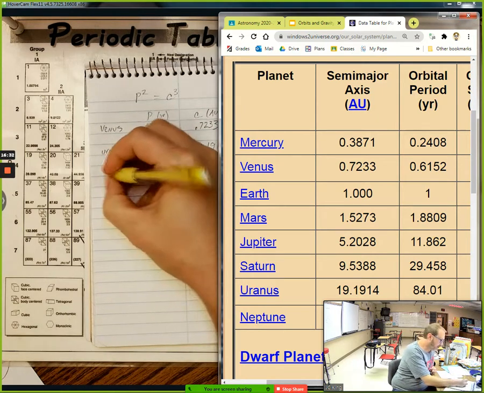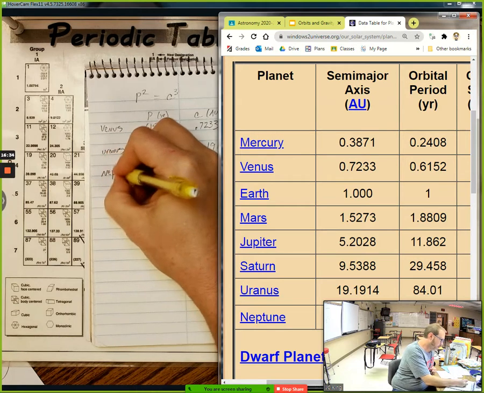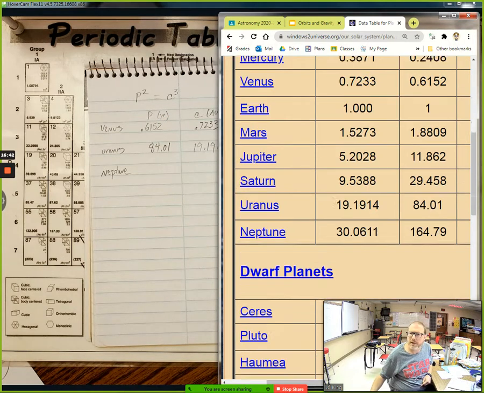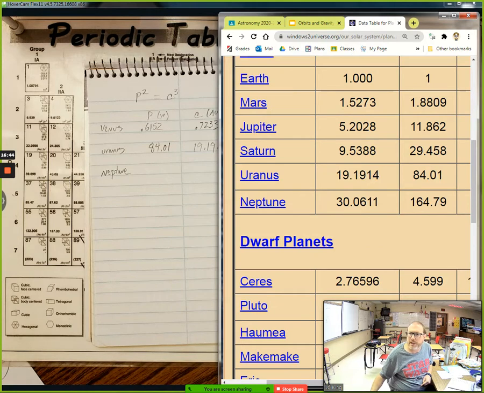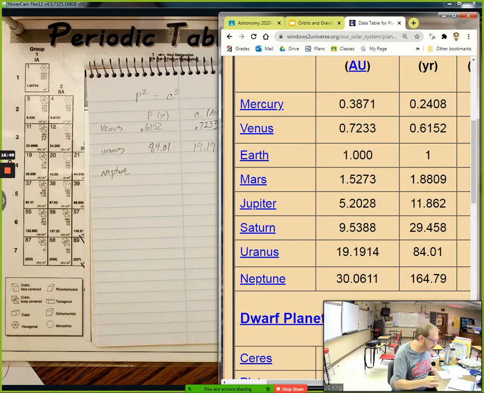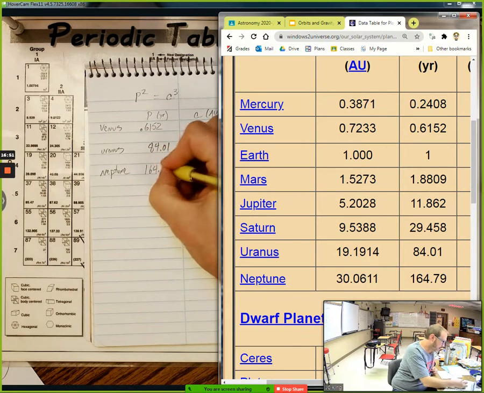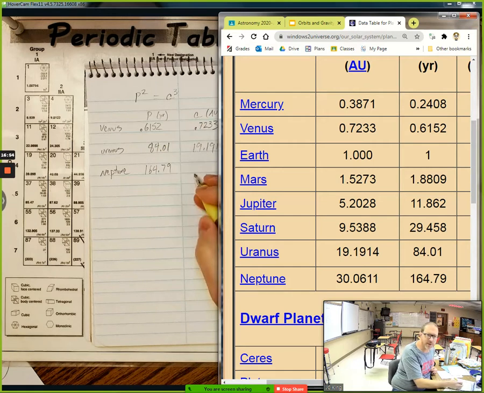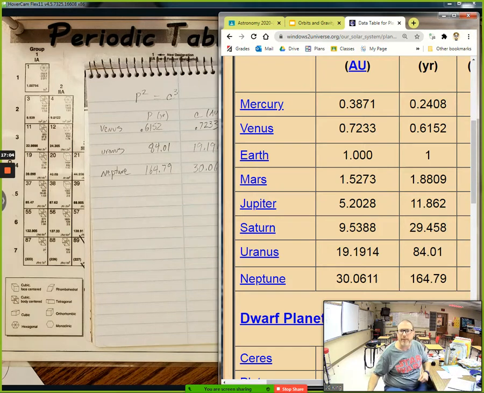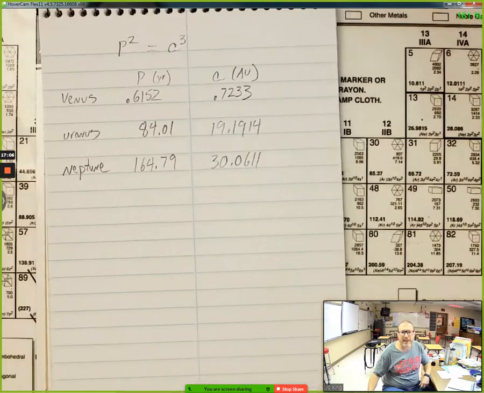And then Neptune, way out there, is, oh, it's down here. Okay. Neptune is, holy crap, 164 years, 164.79. At least we've got a nice variety of numbers here. You guys picked some good ones. And its semi-major axis is 30.0611 AU. Okay, so now I can zoom in a little bit where we can actually see things.